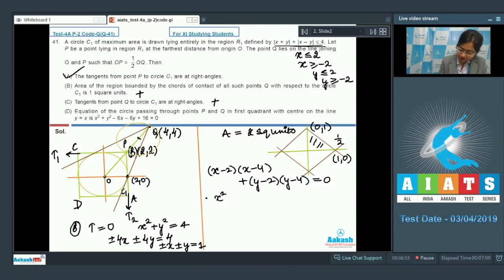Let's solve it further. We will get x square plus y square minus 6x minus 6y plus 16 equal to 0. And in option number D also the same equation has been given. So we can say that option number D is the correct answer. So the correct answer of this question will be A and D.